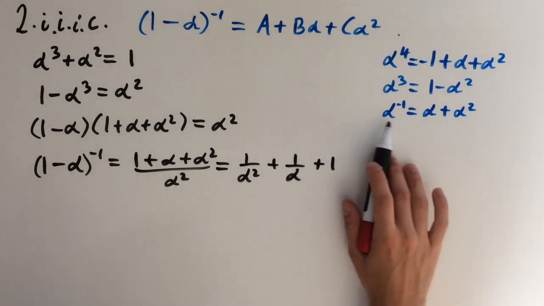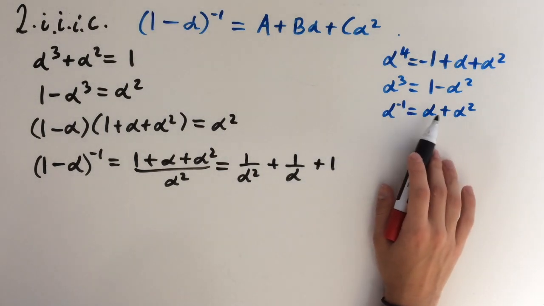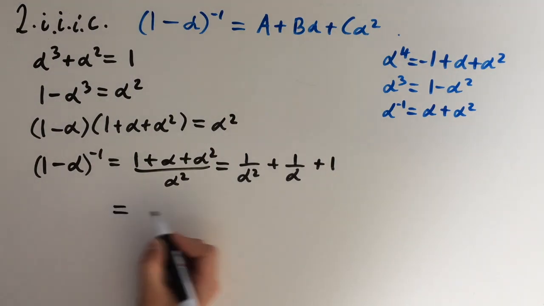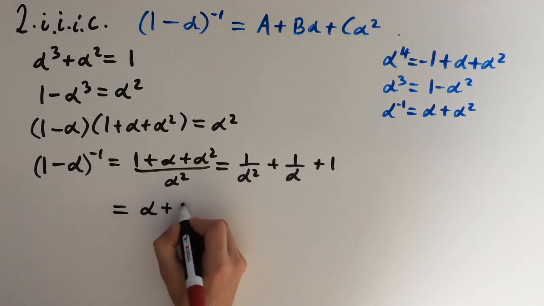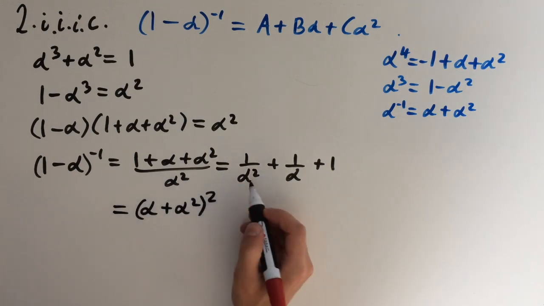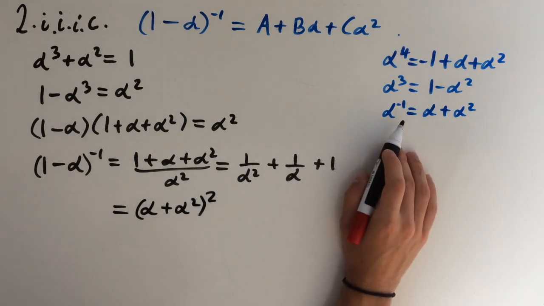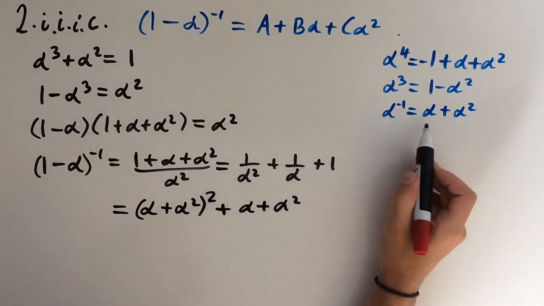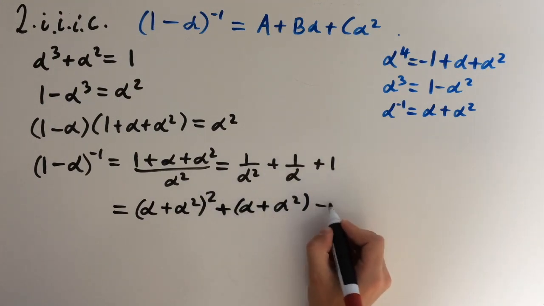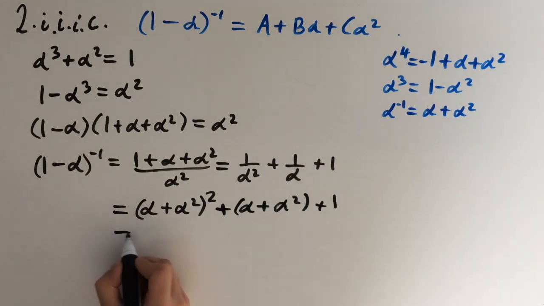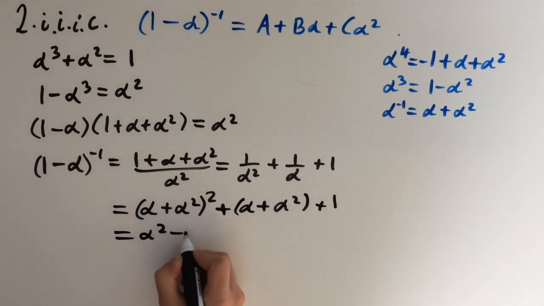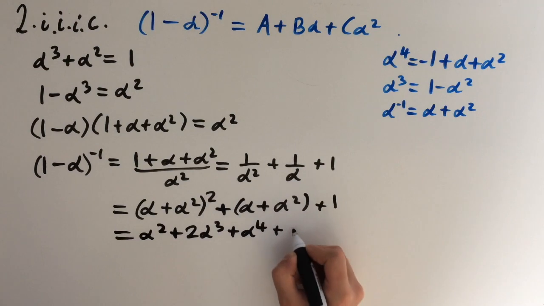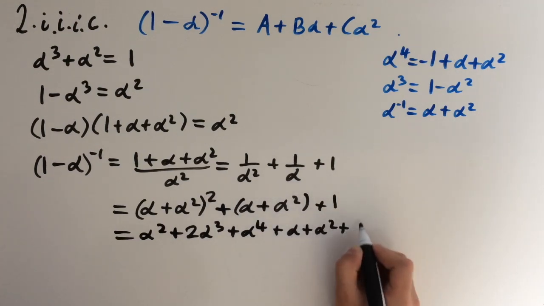Okay, so now we're going to use this substitution right here, alpha to the minus 1 equals alpha plus alpha squared. And we're going to use it for both of these fractions. So this we can simplify as alpha plus alpha squared, all squared, because alpha to the minus 2 is alpha to the minus 1 squared. And then we get just alpha plus alpha squared, using this substitution again. And we got the plus 1 from before. So let's expand these brackets out. We get alpha squared plus 2 alpha cubed plus alpha to the power of 4 plus alpha squared plus 1.